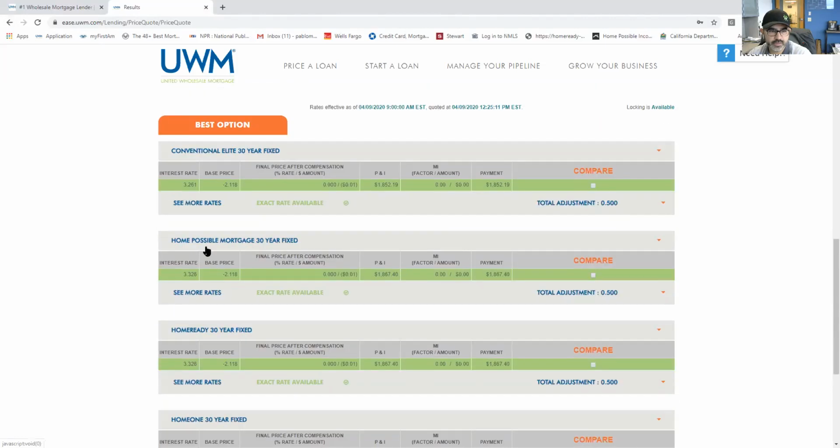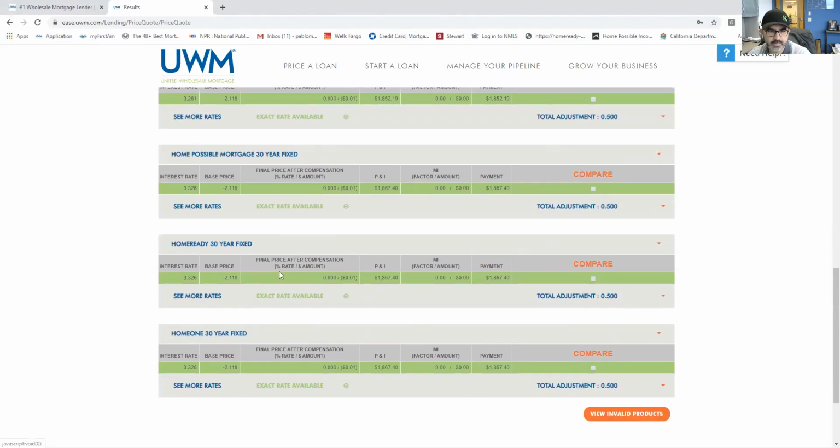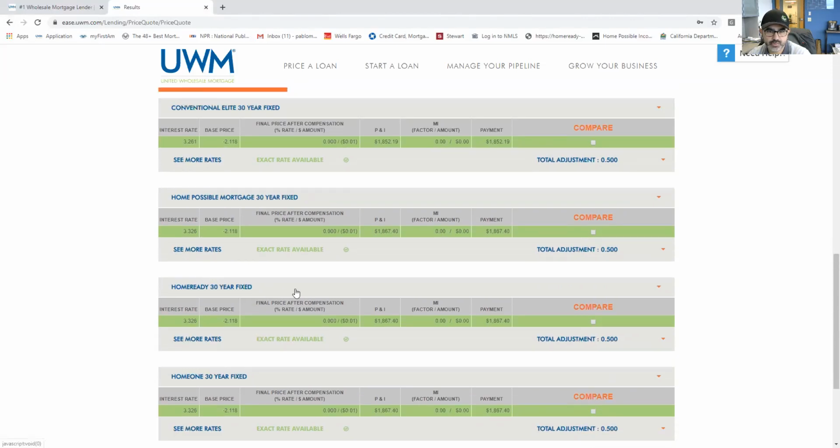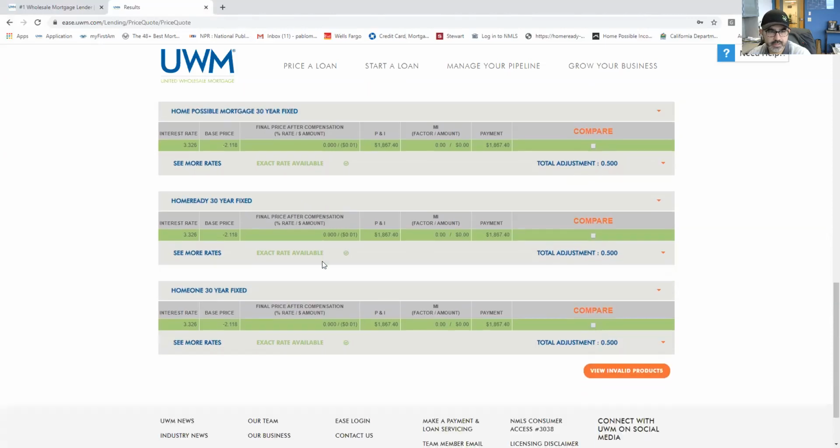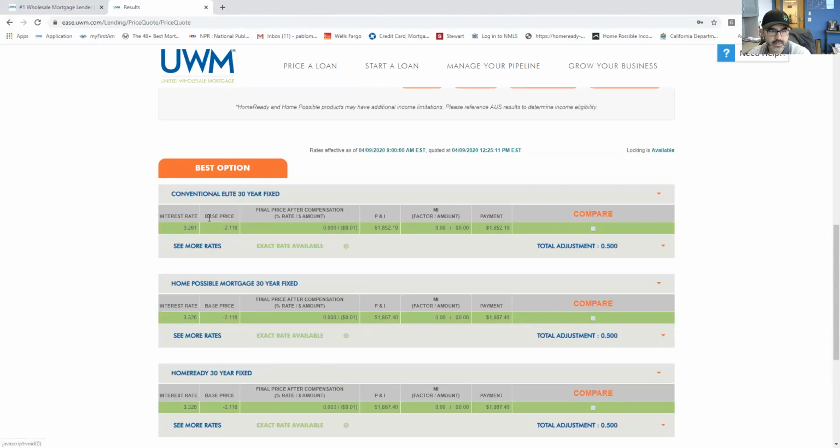Now UWM always gives you other options that the customer might be eligible for. And if you're looking to qualify the borrower under these other programs, you have to make sure that they meet the income requirements. And the way you can find out whether they meet the income requirements is you can go under resources, under guidelines, and then look at the matrix for the Home Possible and the Home Ready, just to make sure. And sometimes these options work a little bit better, sometimes they don't, so you just want to compare them, okay? Now, there's also this Home One program, as you can see. Not sure how that one works, but right now we're just gonna focus on the conventional elite 30-year fixed.